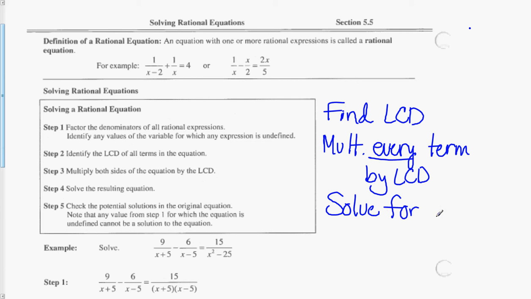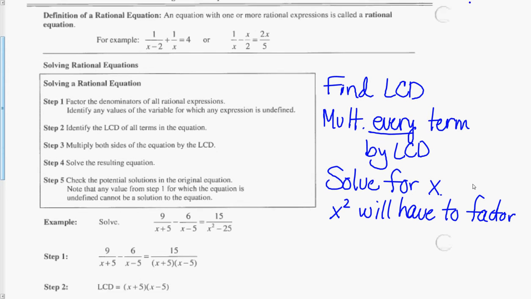Now, if you end up with an x squared, we're going to have to factor. If you end up with just an x, that you have to combine like terms and you just have x's, we'll just be solving for x and it'll be as simple as that.